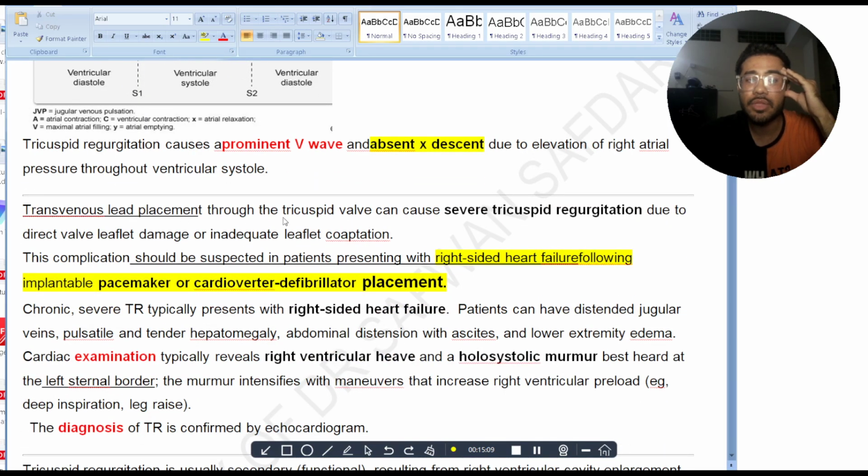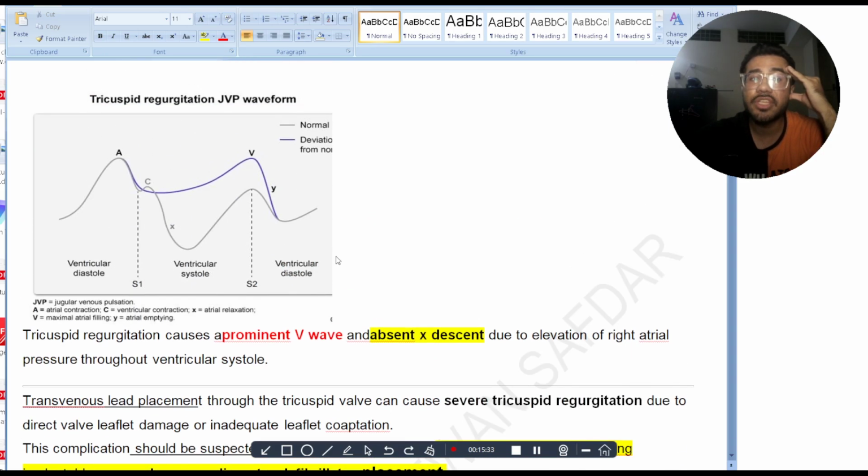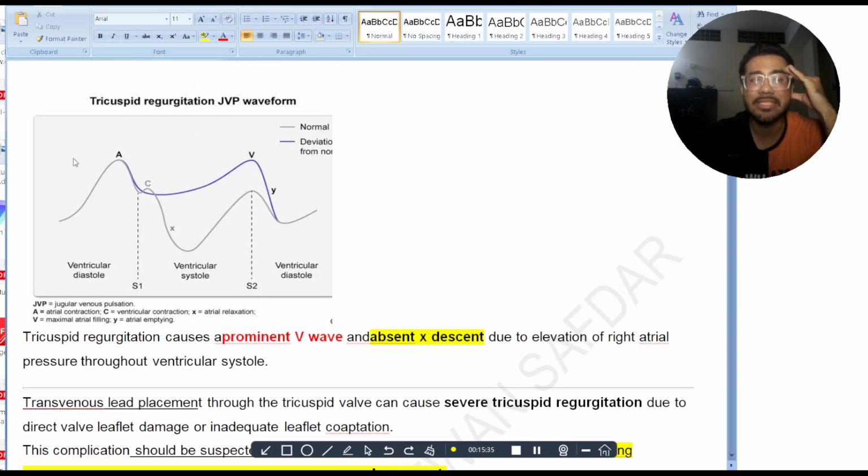Transvenous lead placement through the tricuspid valve can cause severe tricuspid regurg due to direct valve leaflet damage or inadequate leaflet approximation. So, all this information here is from a scenario where they give that the patient had placement of a cardioverter defibrillator or a pacemaker, and after that, they give you a JVP waveform, something like this. And they say that the patient's heart is failing, and this is the JVP waveform they give. So, what is the reason behind this happening?